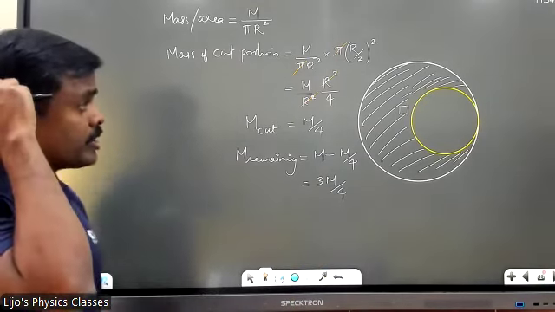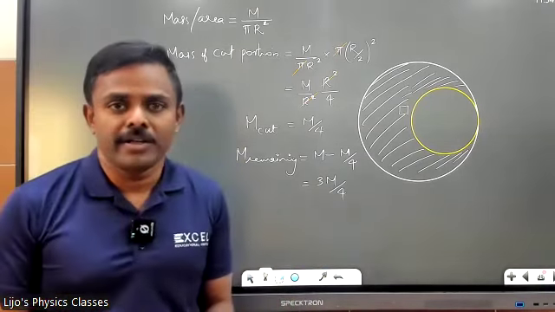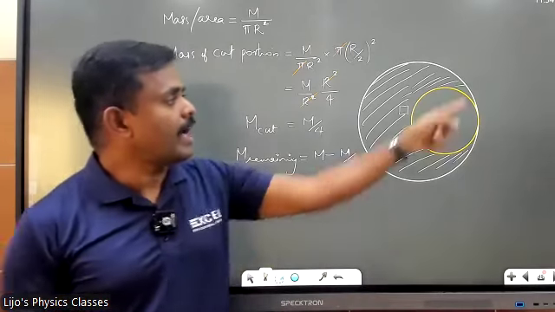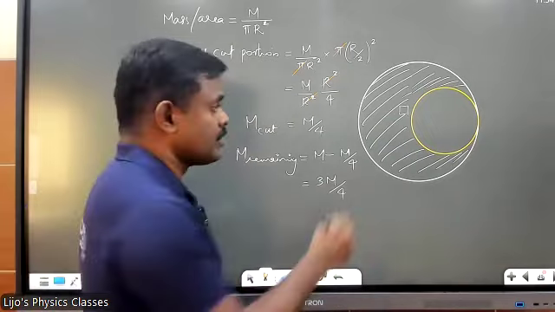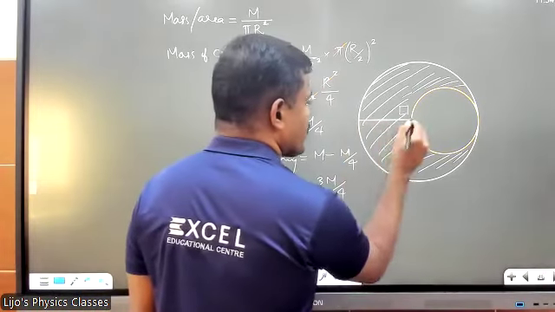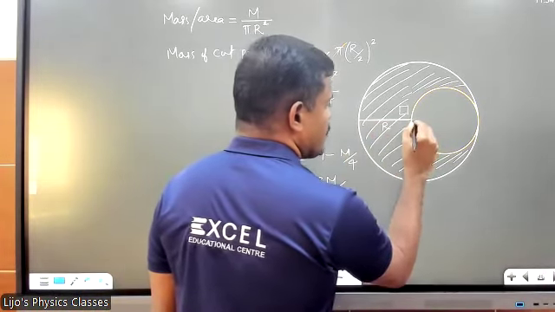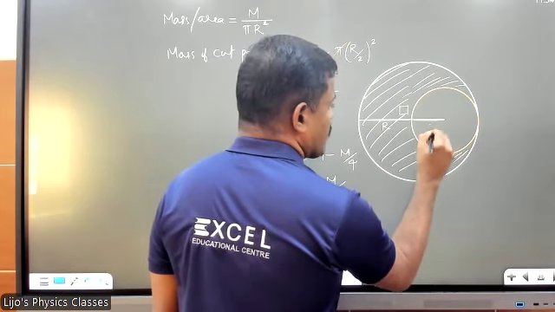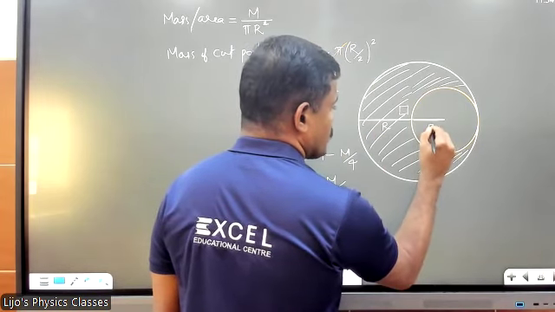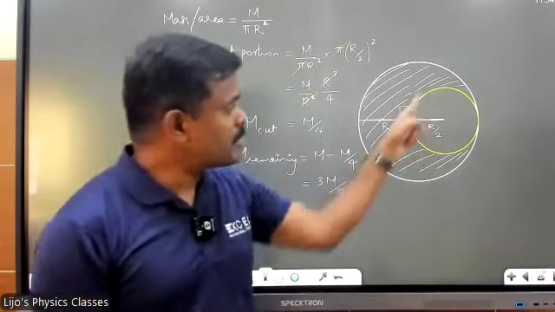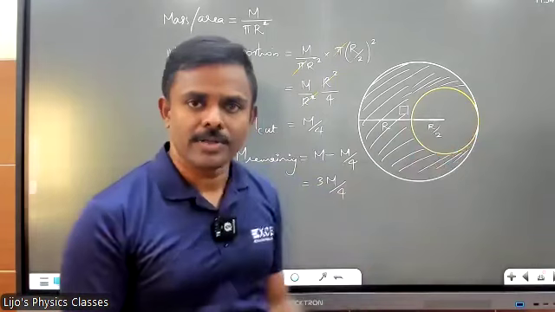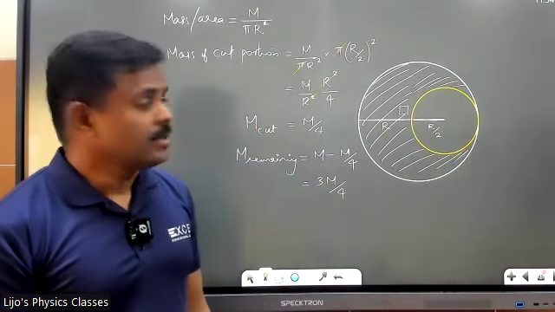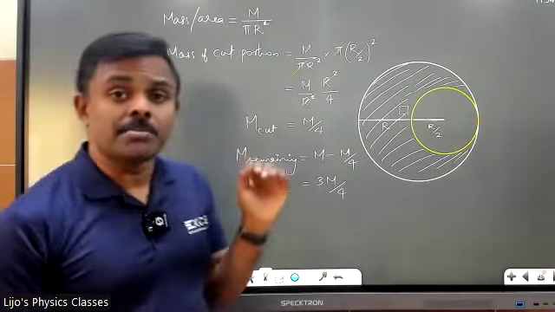So I'll just go through the steps one more time. First of all, this is the situation. We have a disk. The radius of the disk is capital R. And the radius of this disk is R by 2. And this much portion is cut out from it, which means that's like a hole now. And then the question is, I'm going to find the mass of cut portion.